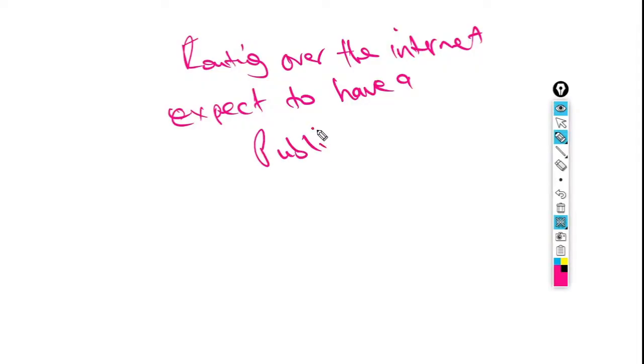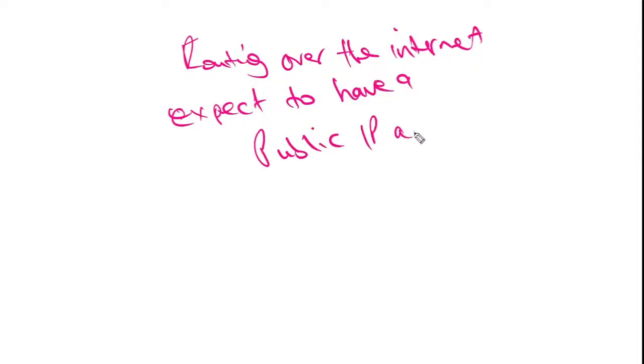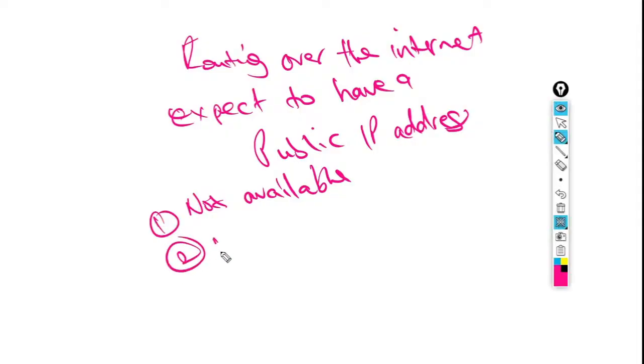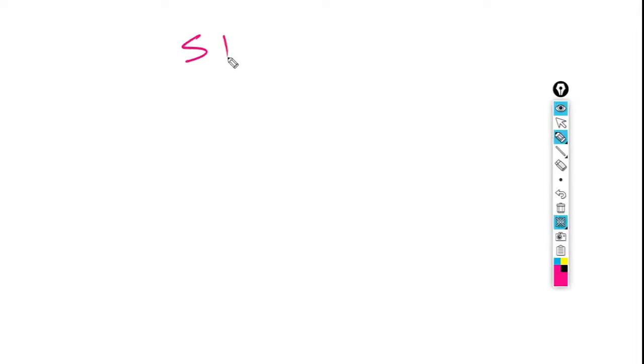And then the public IP address is not available. We don't have any public IP address at all, or we are using a wrong public IP address. So we also have to confirm this on our firewall. Or we could be having an issue with SIP ALG on our firewall or router.